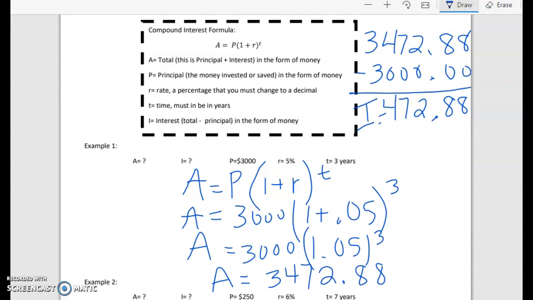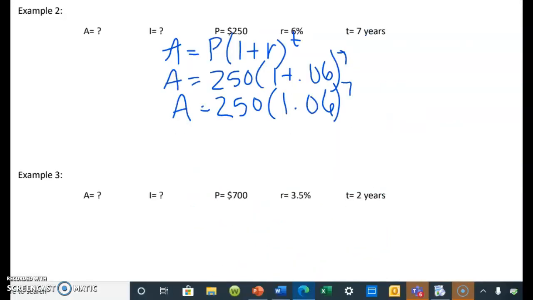All right, we're going to go to example 2. For example 2, I already wrote down my formula. I already plugged it in. So 250 parentheses 1 plus 0.06 to the 7th power. I went ahead and combined my stuff within the parentheses to kind of make this video not forever long. So I'm going to do 1.06 to the 7th power.